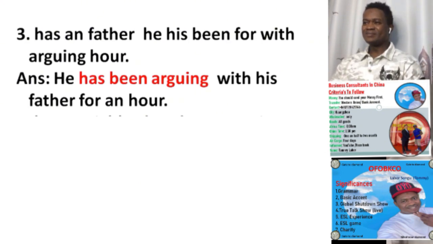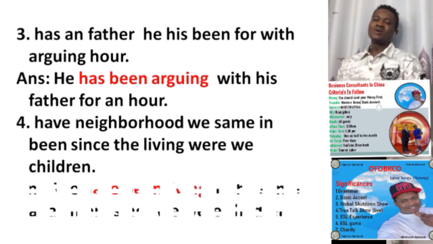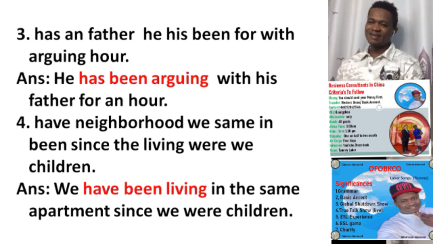All right. Okay, let's go. Have neighbor home we some in being since the living we children. Doesn't make sense. This is not grammatically correct. So let's make sense now. Grammatically correct, this has to be: we have been living in the same apartment since we were children. All right?